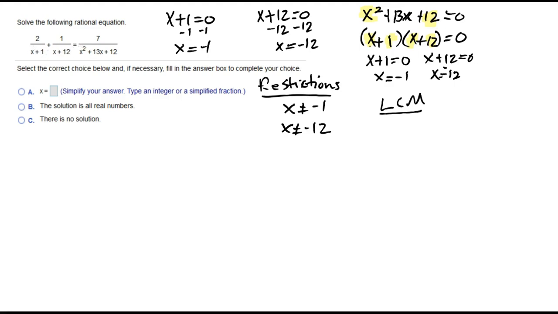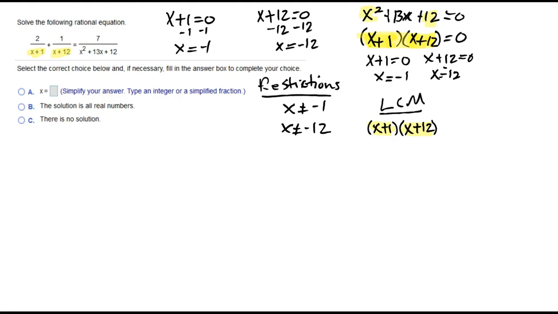We need a factor of x plus 1 in my least common multiple. We need a factor of x plus 12 in my least common multiple. And then we've already factored that denominator right here. We already have the factor of x plus 1, and we already have the factor of x plus 12, so I don't need to add to that.